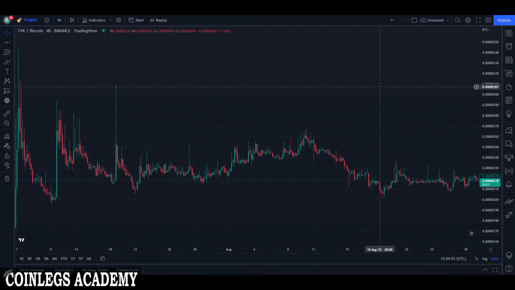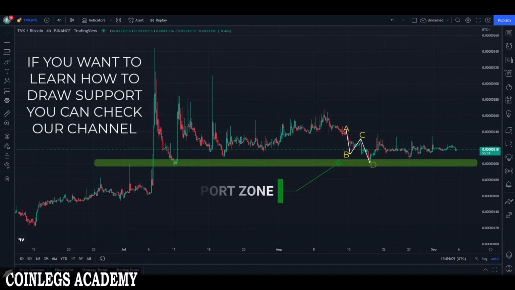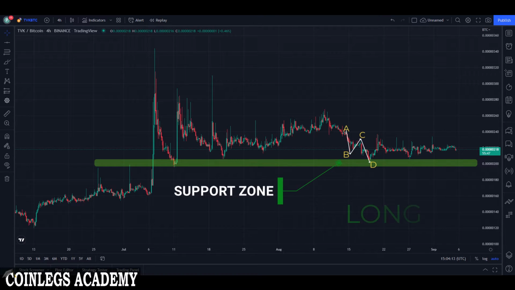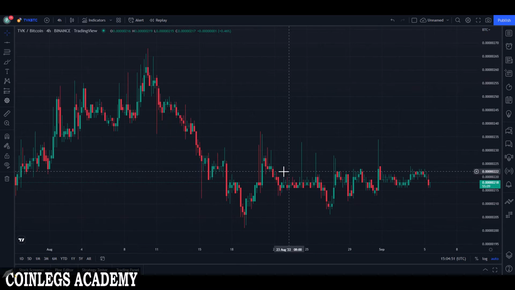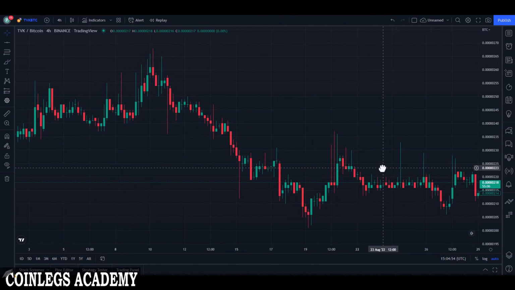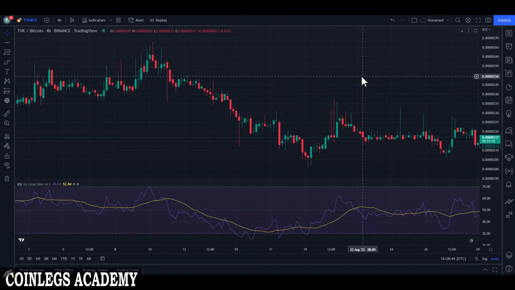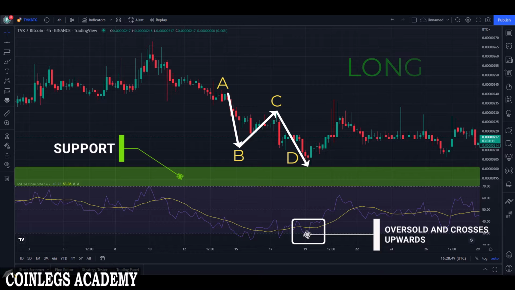If we look at the old data of the charts, we have a significant support zone in this area. Price can bounce up from this zone. This is our first signal for a long position. And we can also support our pattern with a combination of indicators. I will use the RSI indicator this time. You can also try other indicator combinations for safer and more profitable trades. As you can see, in this area, RSI is in the oversold region and crosses upwards. This is also a good signal for a long position.